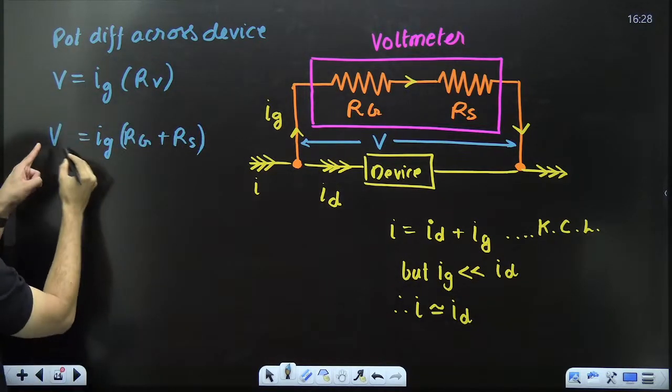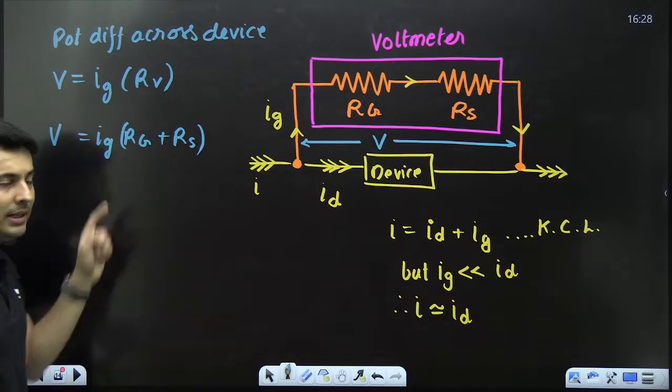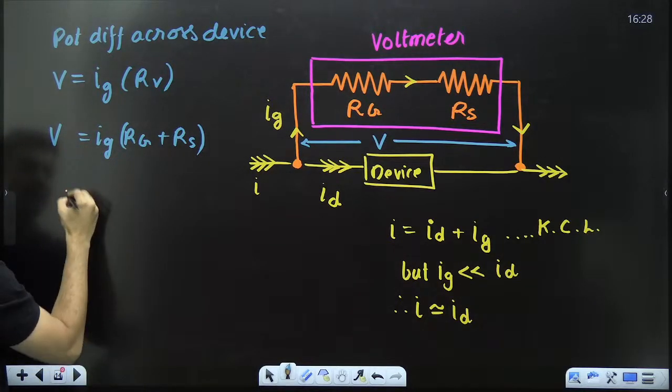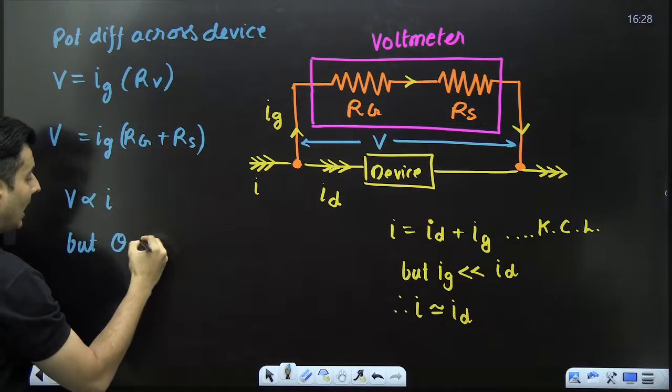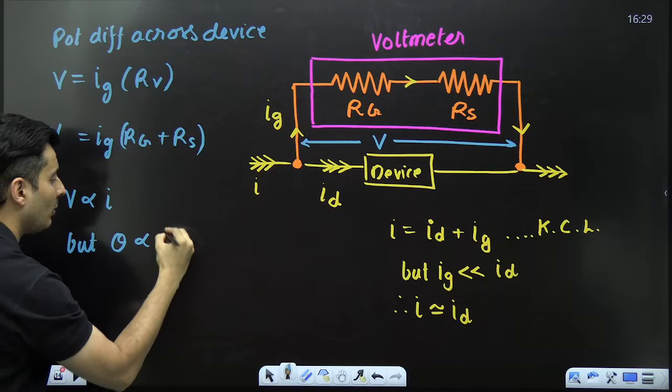Don't you see the voltage reading is proportional to the current? But we also know the angular deflection of that needle is proportional to the current.